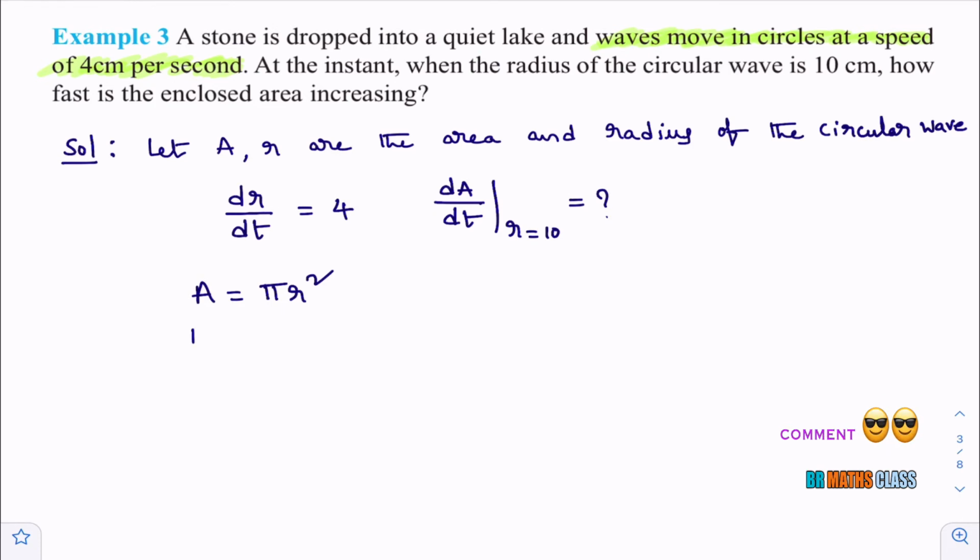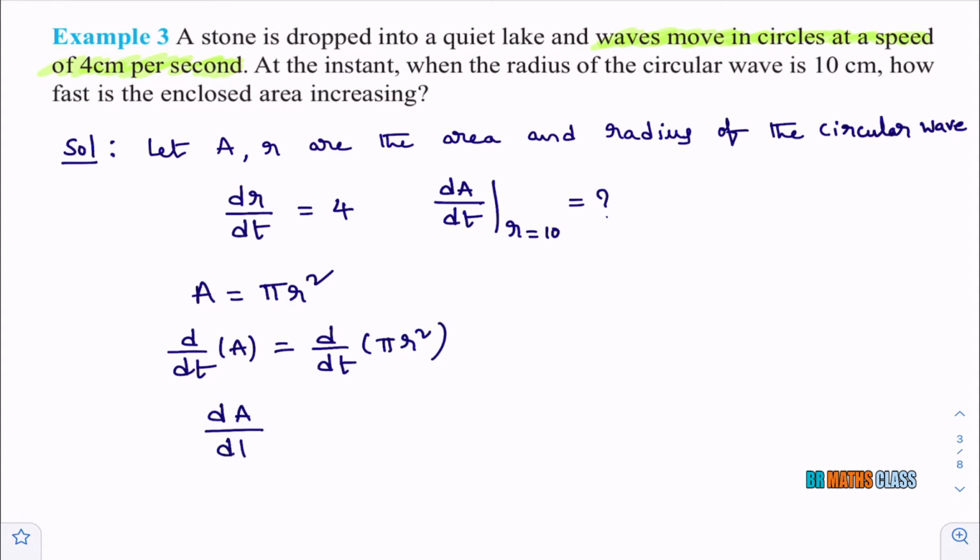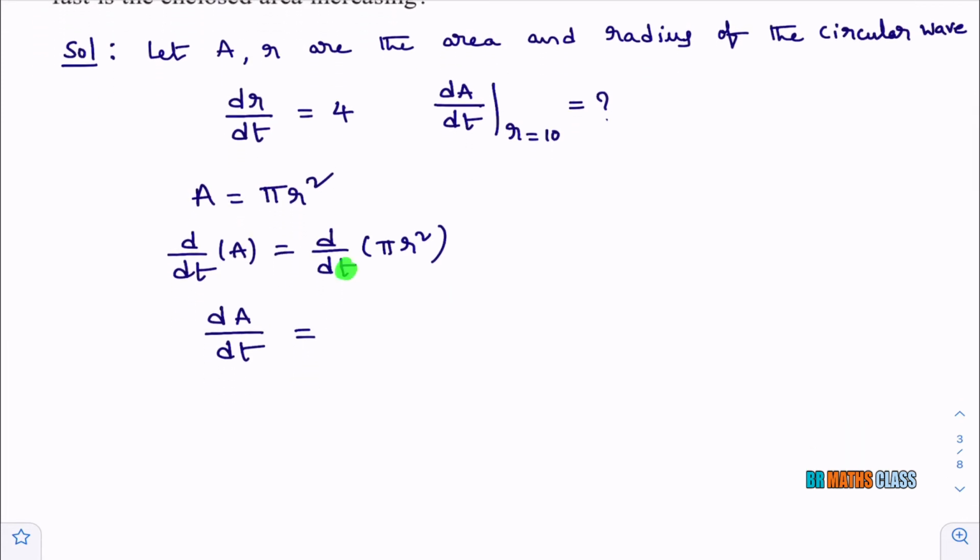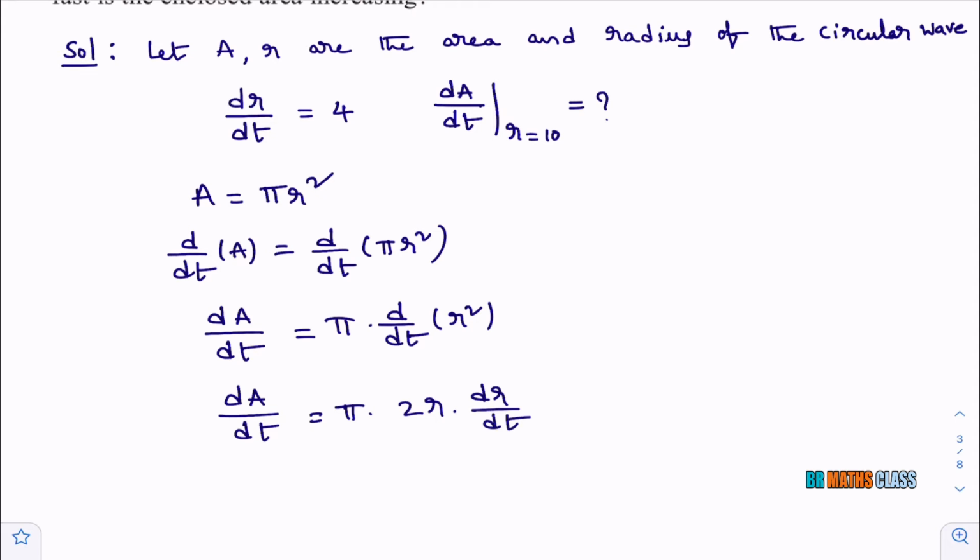Okay. Differentiate this with respect to t on both sides. d by dt of A equal to d by dt of pi r square. d by dt of A is dA by dt. dA by dt equal to, here pi is constant, so write pi outside. What will you get? dA by dt equal to pi into derivative of r square. Derivative of r square is 2r. As you are differentiating with respect to t, the function is in terms of r, we know from chain rule, we will write here into dr by dt.